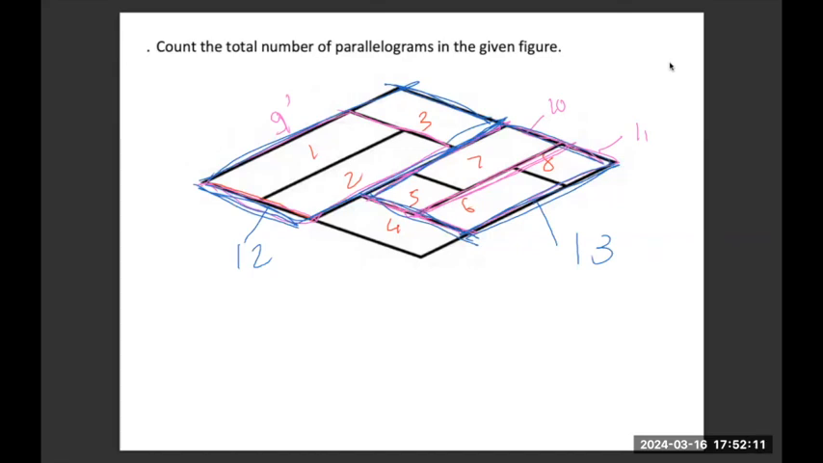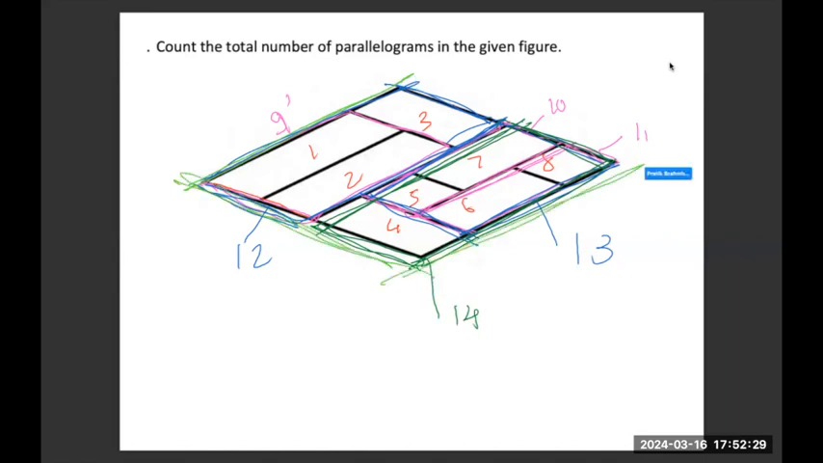Let me use this color. Now this is even more. This is 5 parallelograms, which is 14. And then the last one is the bigger parallelogram, which is this, which is 15. So there are no other parallelograms besides this. So 15 is the total number of parallelograms that are present in the diagram. Okay.